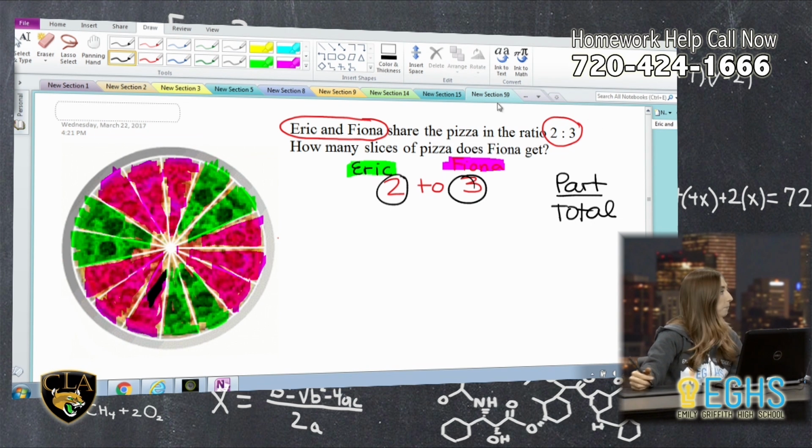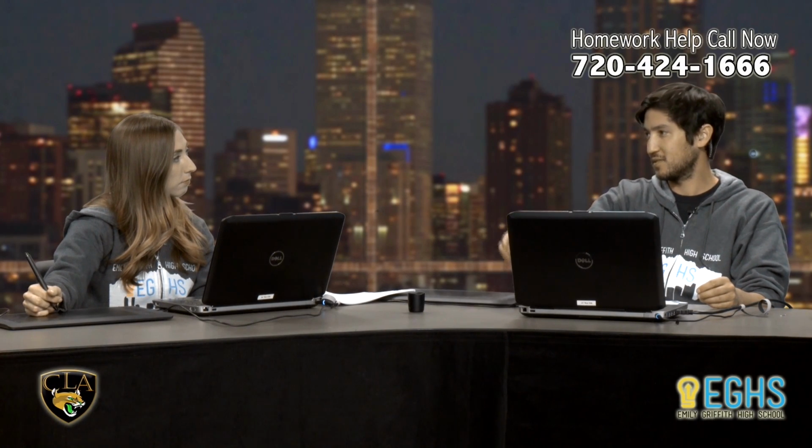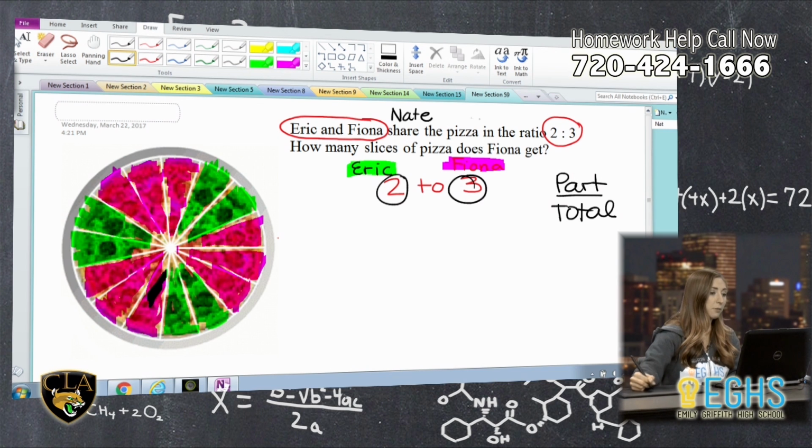You can also do a lot more pieces. Like you can do the number of slices to the other person's number of slices to the total. Let's say I had another person in here. So Eric, Fiona, and we'll say Nate. We could say they share the pizza in the ratio 2 to 3 to 1. Yeah, we could say something like that.